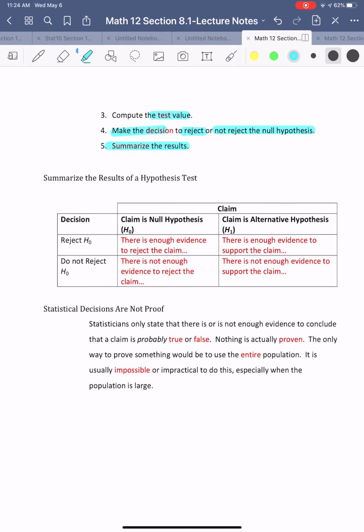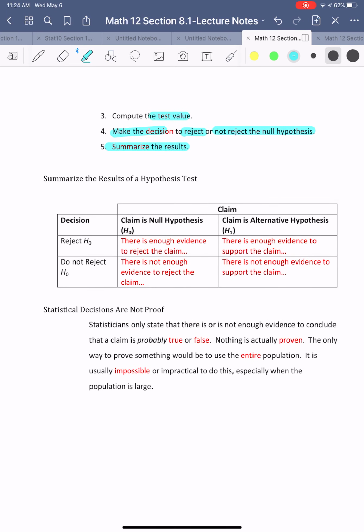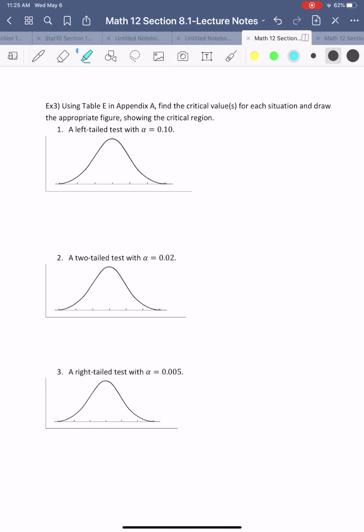We have to be careful about type 1 and type 2 errors. And the statistical decision is not a proof. A statistician only states that there is or is not enough evidence to conclude that the claim is probably true or false. So nothing is actually proven. The only way to prove something would be to use the entire population, but that's not possible. That's why we use statistical methods, okay? All right, let's do problem number 3.